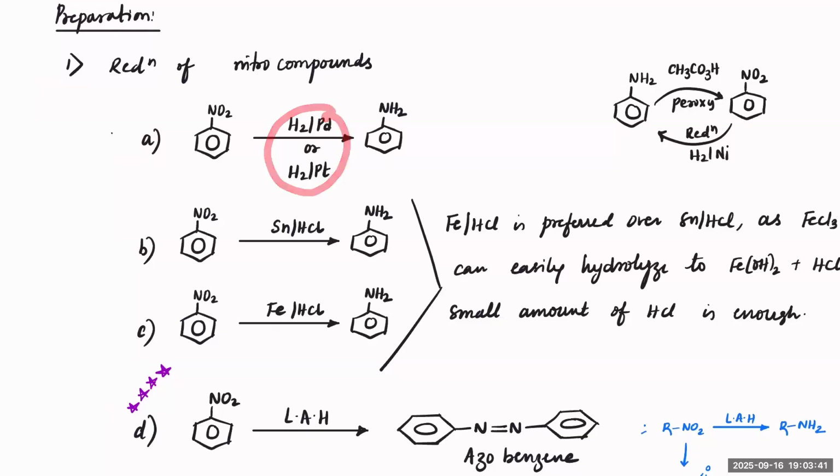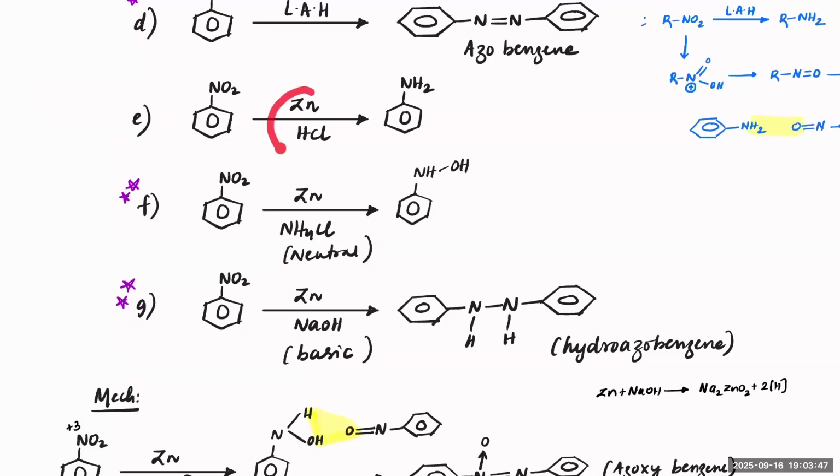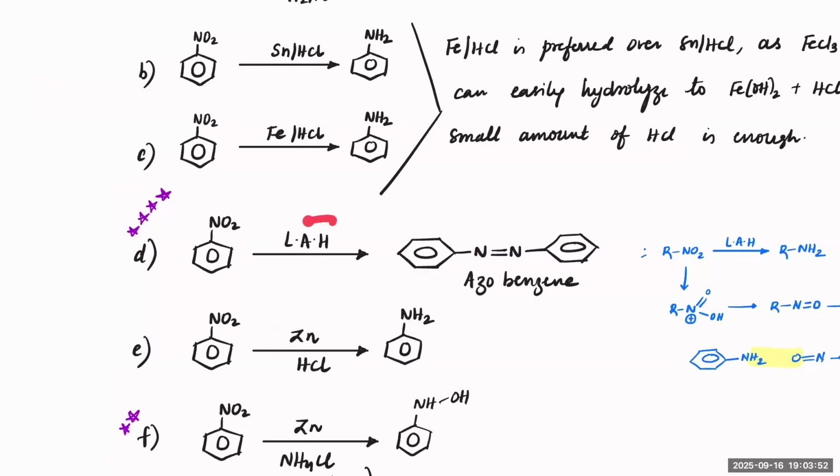H2 by Pt or palladium, no problem. Reduction takes place. Tin HCl, no problem. Iron HCl, no problem. Zinc HCl, no problem. When is the problem? The problem is only with these cases, when you have lithium aluminum hydride.